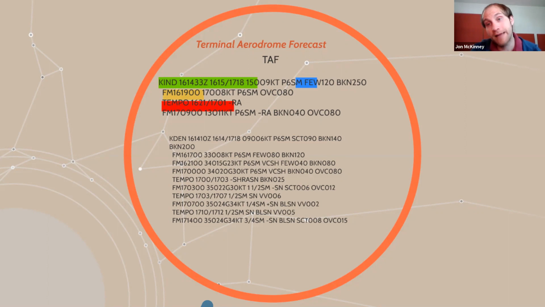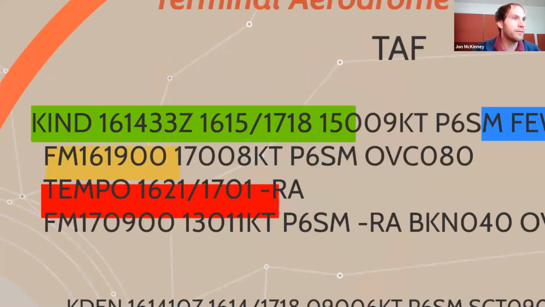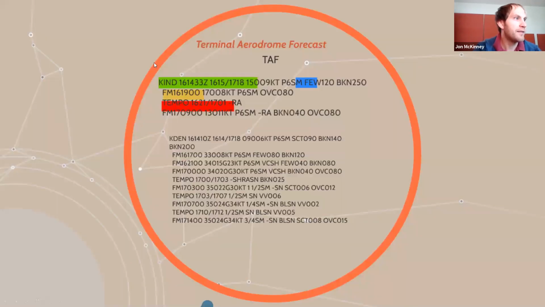You're going to see a TAF issued. How long is TAF valid? TAF is valid for 24 hours. So when you study this TAF, this is for the Indianapolis International, KIND. The first is the issue. This TAF was issued at the 16th day of the month, 1433 Zulu.